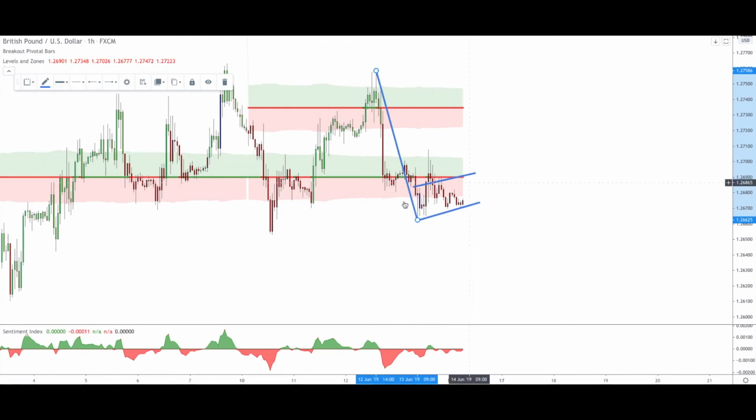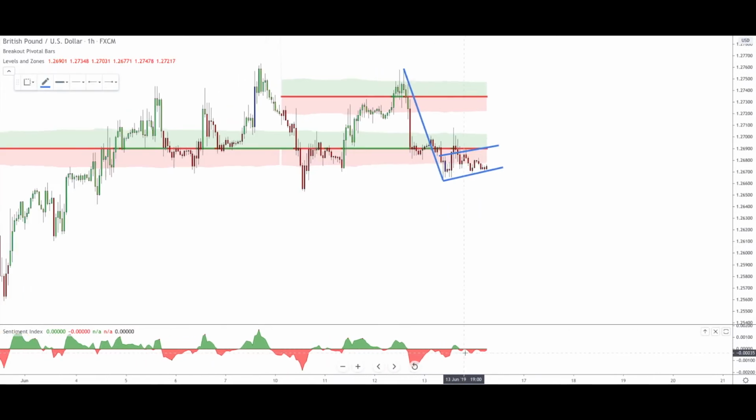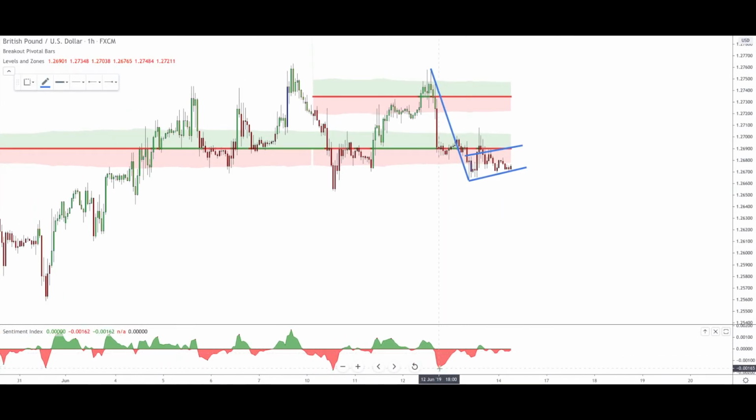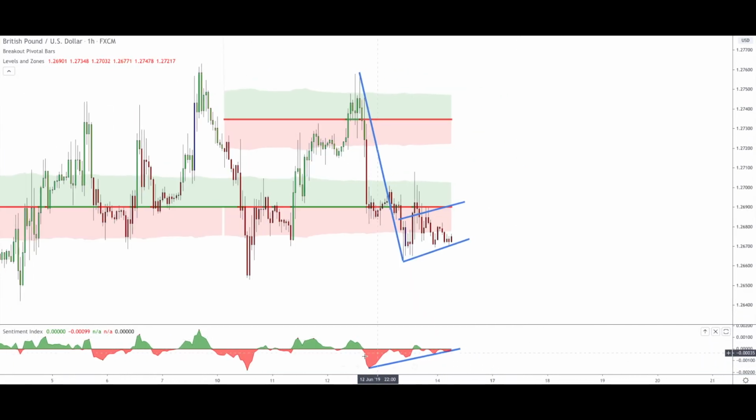This is the typical setup that we look at when we use the breakout pivotal bars and the sentiment index. So we want to have an impulse and a consolidation. Then what I see here is that the sentiment index down here is getting pushed towards the zero line, okay? You see, it's decreasing. I mean, it's increasing, but the bearish sentiment index is decreasing. It's losing its strength, okay?